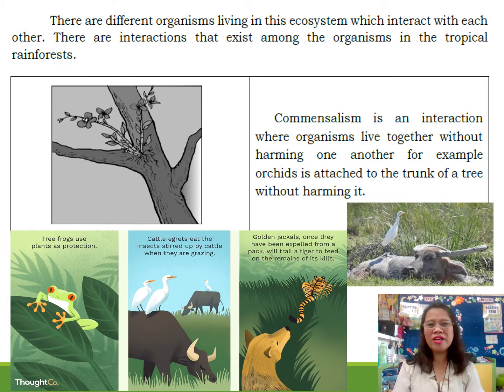There are different organisms living in this ecosystem which interact with each other. There are interactions that exist among the organisms in the tropical rainforest. May mga interaction nga nag-exist nga ng tropical rainforest. Lain-lain nga mga interaction. The first interaction or relationship nga nag-exist is commensalism. Commensalism is an interaction where organisms live together without harming one another. For example, orchids attach to the trunk of the tree without harming it.